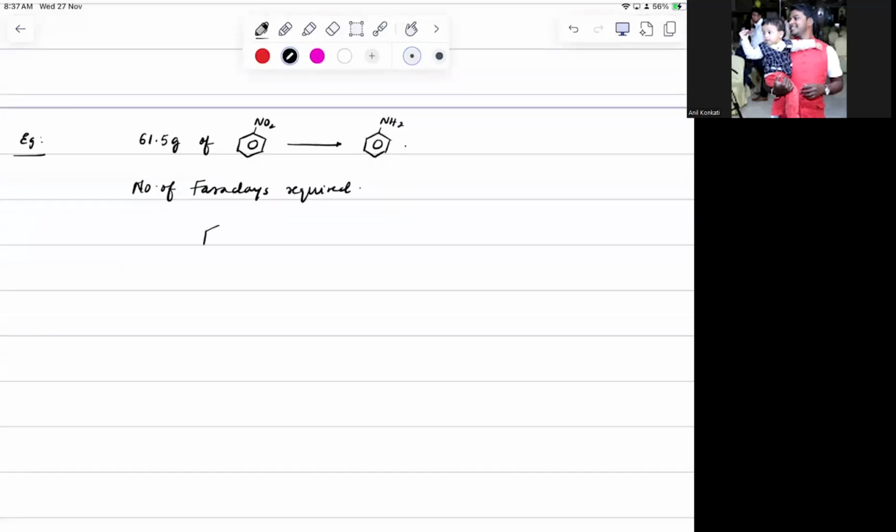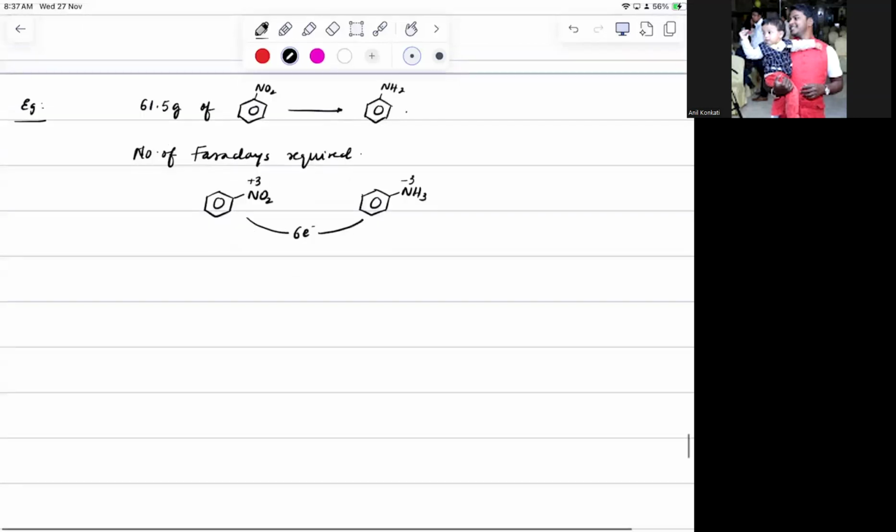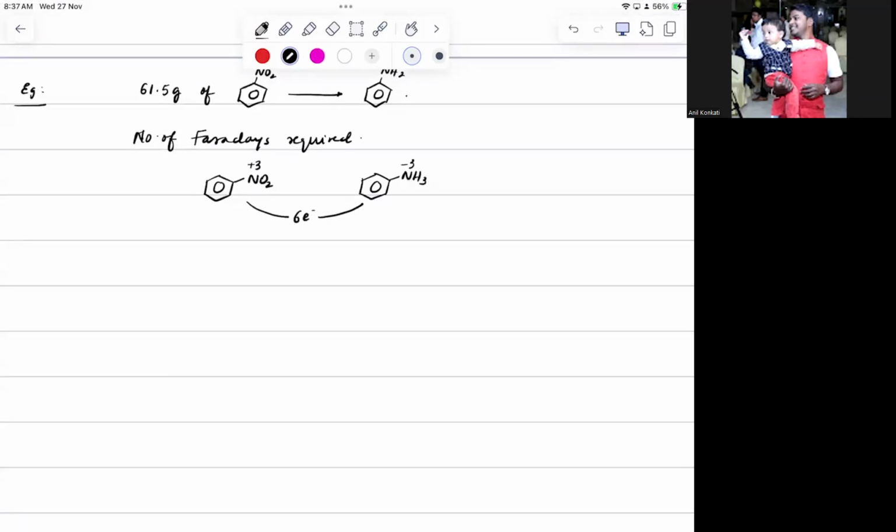You just need to figure out the oxidation state in both the cases. In NO2, the oxidation state is +3, and in NH2, the oxidation state is -3. So the number of electrons transferred between them is 6. That means 6 Faraday of electrons are transferred.